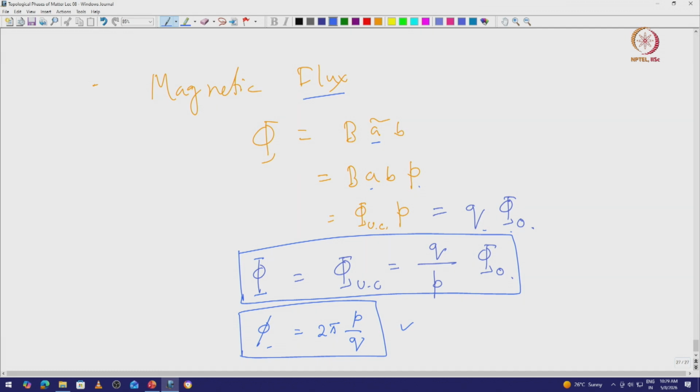All right. So, we will stop for this class here, and we will come back for the tight binding model in this magnetic unit cell.